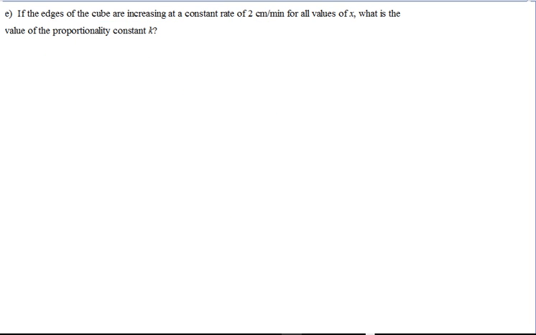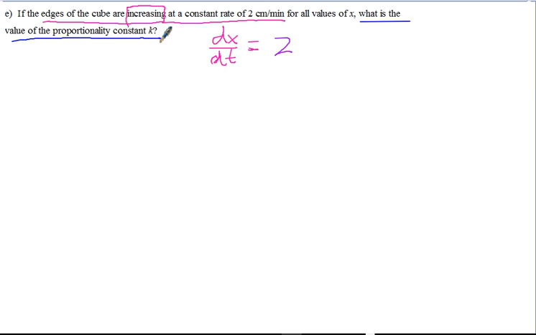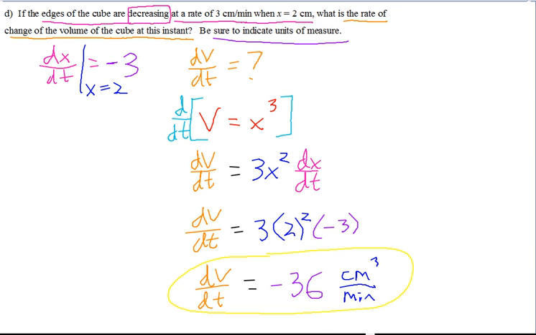Okay, let's look at the last part of this one. Now it says if the edges of the cube are increasing at a constant rate of 2 centimeters per minute. So now they're giving us dx/dt. Part E is increasing, so it's positive 2. And what they're asking for is, what is the value of the proportionality constant k? Okay, so there we'll have to go back to our first problem here.